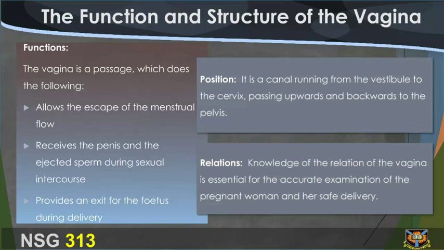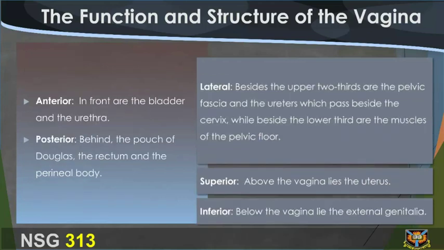Relations. Knowledge of the relations of the vagina is essential for the accurate examination of pregnant women and a safe delivery. Anterior. In front are the bladder and the urethra. Posterior. Behind are the pouch of Douglas, the rectum and the perineal body. Lateral. Beside the upper two-thirds are the pelvic fascia and the ureters, which pass beside the cervix, while beside the lower third are the muscles of the pelvic floor.